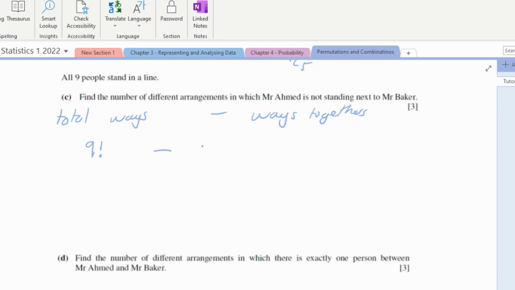Okay, now what about the ways that they're together? So if we had Mr. A, Mr. B, and they're together, and then we've got the other 1, 2, 3, 4, 5, 6, 7. So that would be 8 factorial. But yes, they are very different. Yes, exactly. Because for each of those arrangements, we could have Mr. A first and then Mr. B, or we could have Mr. B first and Mr. A. So it'd be times 2. Good spotting there.